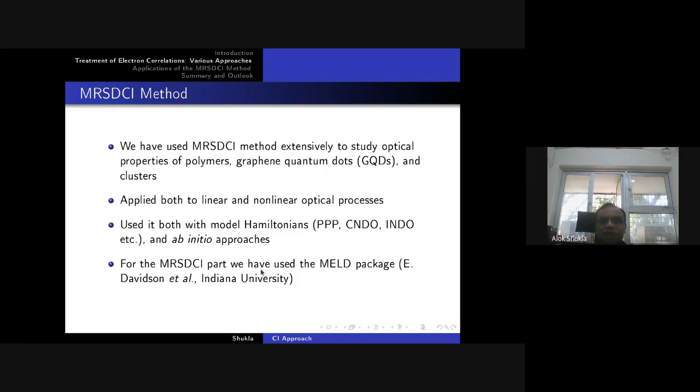And what I did is that I found a package called MELD, written by Ernest Davidson of Indiana University, a very efficiently written package in Fortran 77, which is modular. So it is split into many parts, and you can pick and choose which part you want to use. For example, if I'm not doing ab initio theory, I'm doing PPP model calculations, so I do Hartree-Fock, etc. calculations using my own code, and then supply that one and two electron integrals to MELD, and I ask MELD to do the remaining problem.